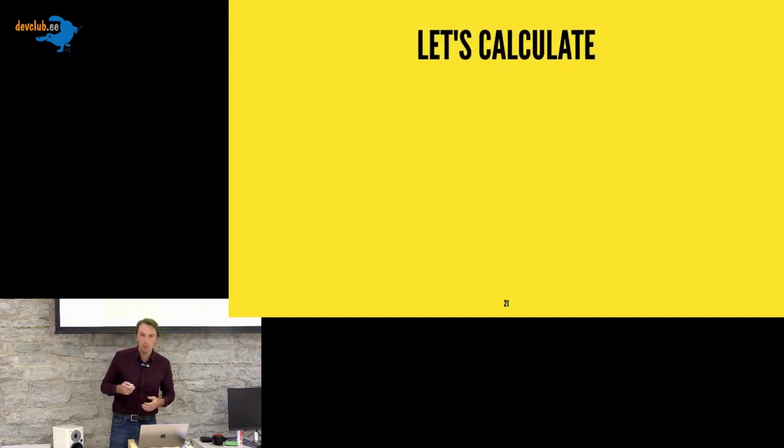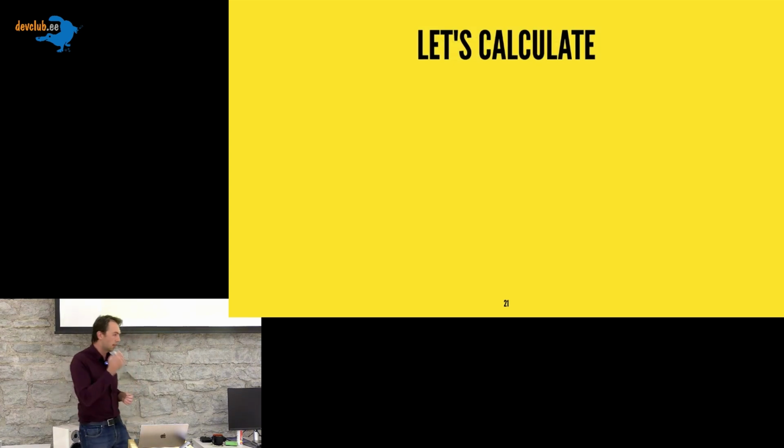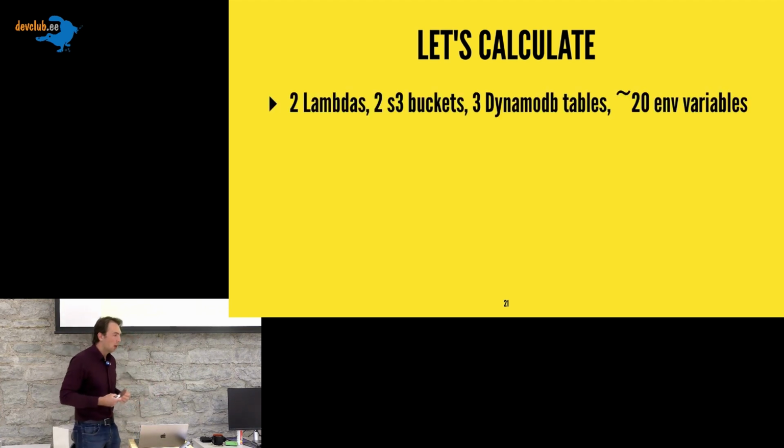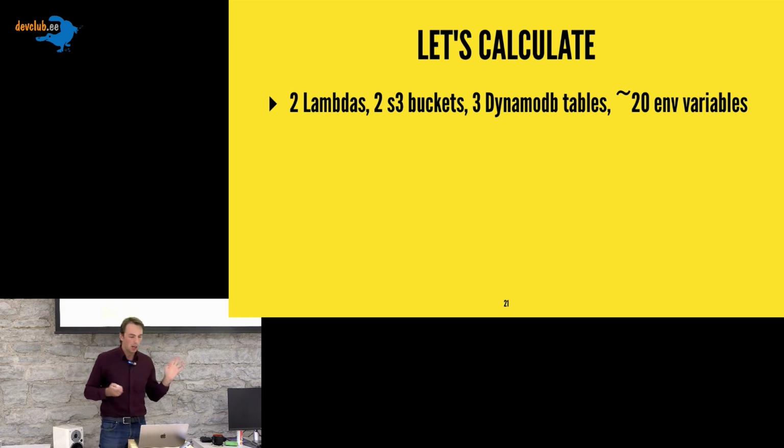So I'm consulting a startup. They're at the pre-seed phase, but they have already some traction with the customers. They have some products. They're trying to sell it and getting some investments at the same time. What they have at the moment is 2 Lambdas in AWS, 2 S3 buckets and 3 DynamoDB tables, and probably 20 environment variables for those 2 Lambdas.